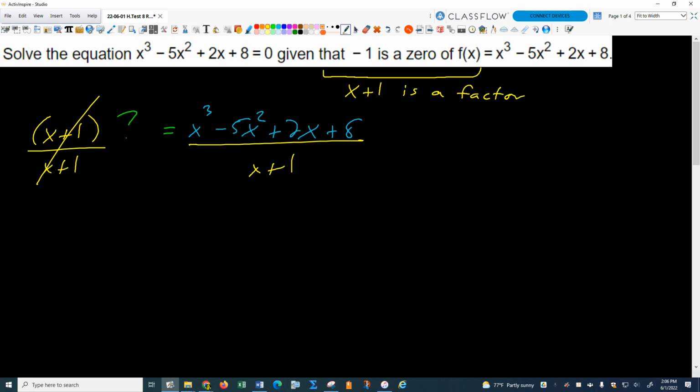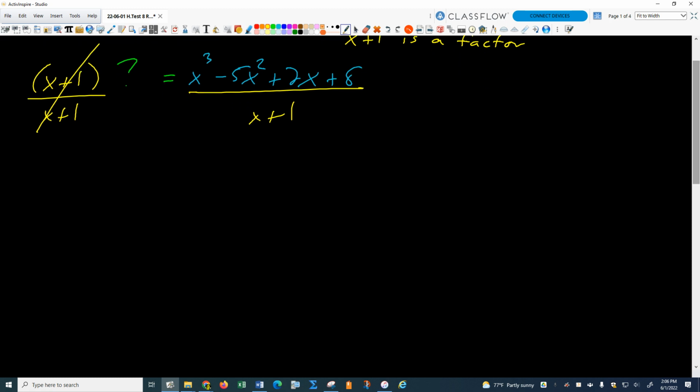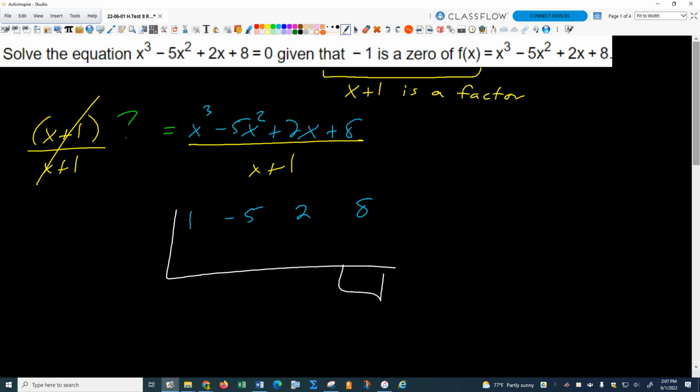Okay? We can do that synthetically. That's no big deal. So my coefficients are just 1, -5, 2, and 8. What's guaranteed to go in the remainder box? 0. Yeah, because I'm going to put a -1 out front, right? And they tell us that -1 is a zero, right? So there's no remainder then, okay?